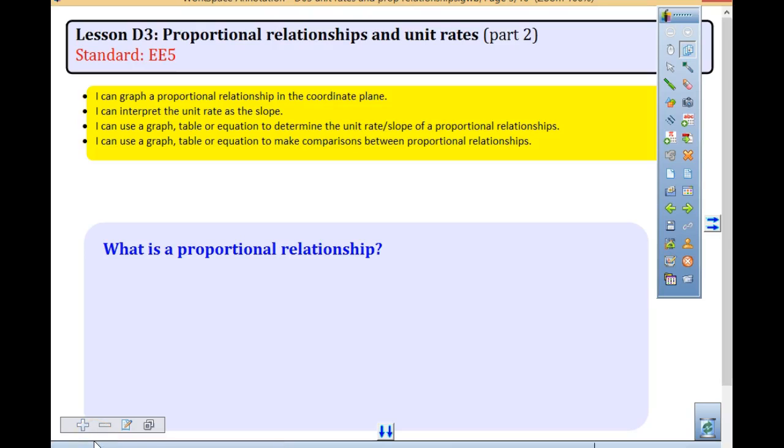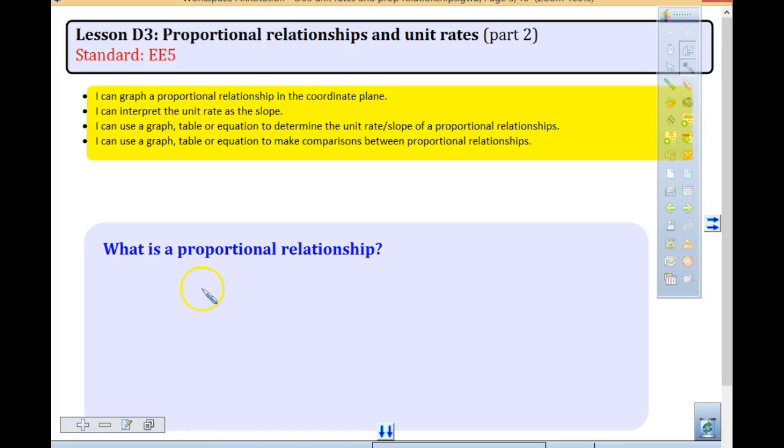Unit rates. Key thing for something to be a proportional relationship. So we talked about this some yesterday. We're going to be graphing again. We're going to keep using that unit rate. We're going to refer to it now as our slope. And we're going to use graphs, tables, and equations.